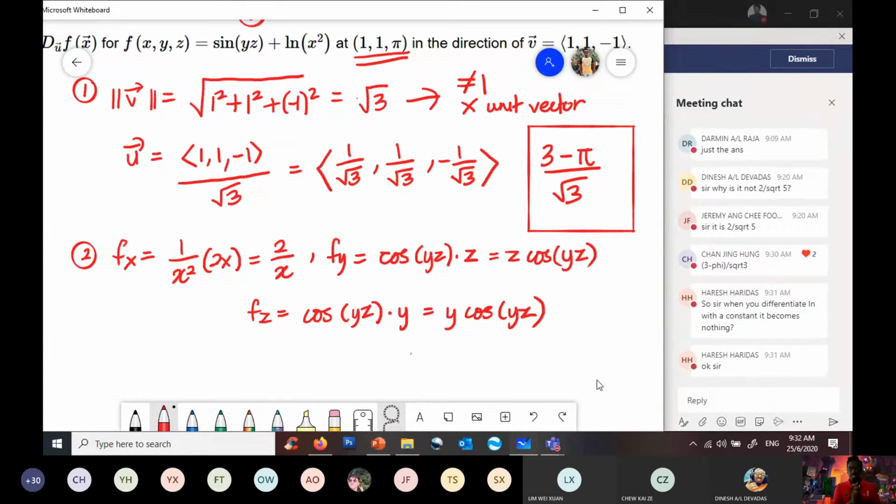So the rest of you just take note that the answer that Chan Jing Hoon gave just now, 3 minus pi over square root 3, should be the final answer that you get. Or maybe some of you write it separately, 3 over square root 3 minus pi over 3. Not a big deal at all. It's fine.